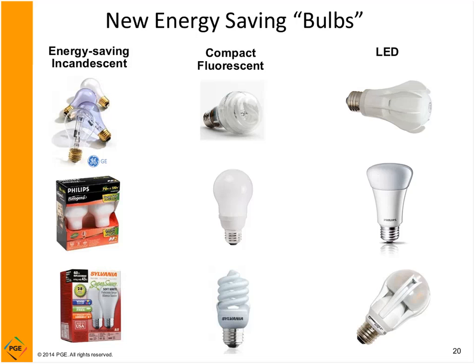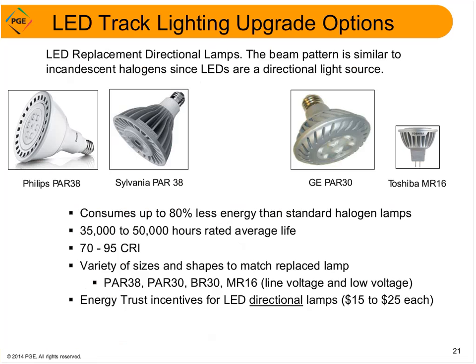Thanks, Beth. So until recently, there just hasn't been an acceptable alternative for halogen reflector lamps for track lighting. CFLs, they have a wide and poor beam pattern. They just don't have the punch, and the color quality wasn't there. So screw-in LED replacement directional lamps, they've improved to the point where they're now an excellent alternative to halogen. Energy savings, long lamp life, excellent color quality is what makes them a compelling choice.